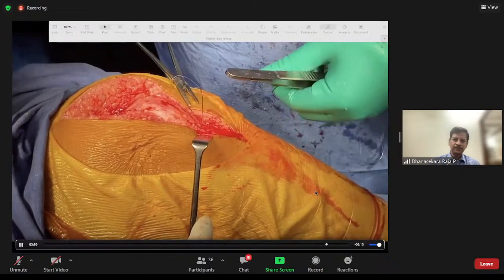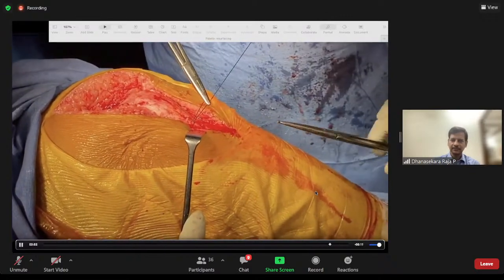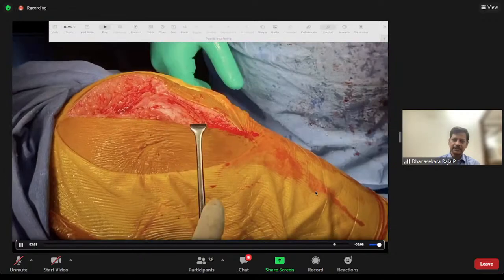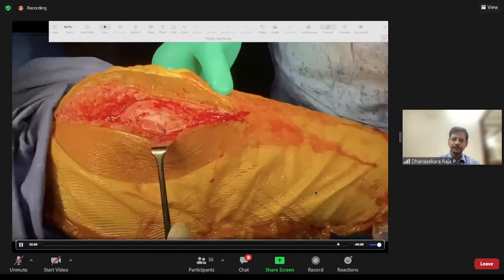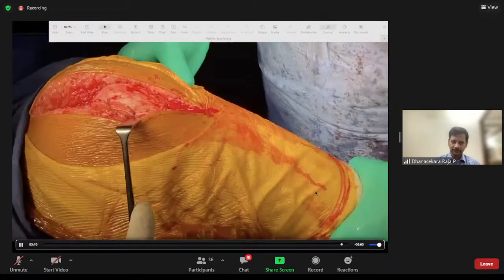We generally use a couple of sutures and recheck the tracking. There's still some tightness on the lateral side, so release it on the table. The final tracking.